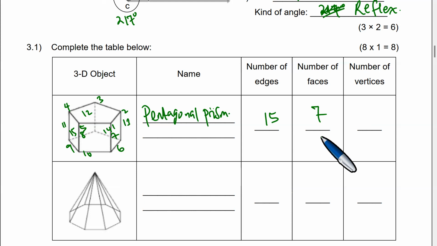So 16. Okay. How did you reach that? Anyway, a vertex is a corner. So this is a vertex. 1, 2, 3, up to 5, and then 5 at the bottom. 5 at the top, 5 at the bottom. So the total is 10 vertices.